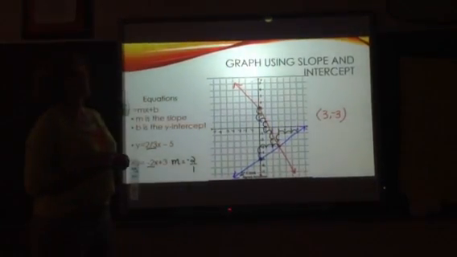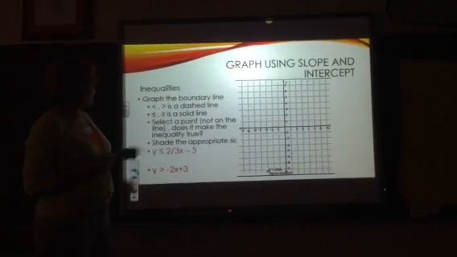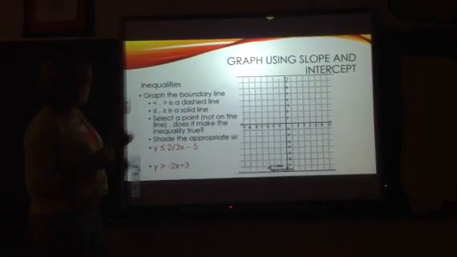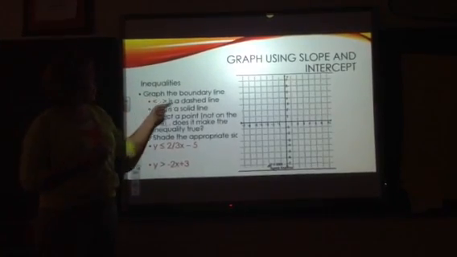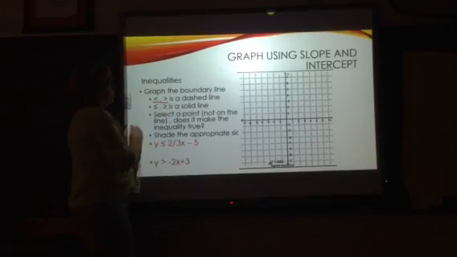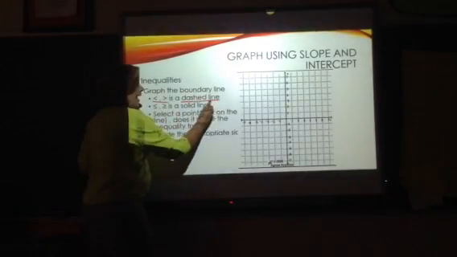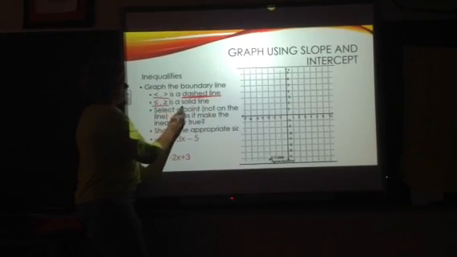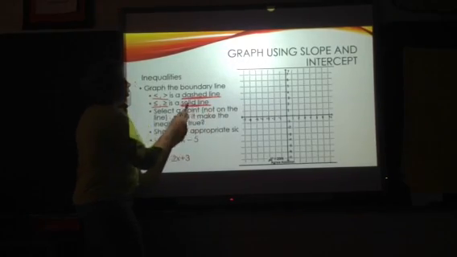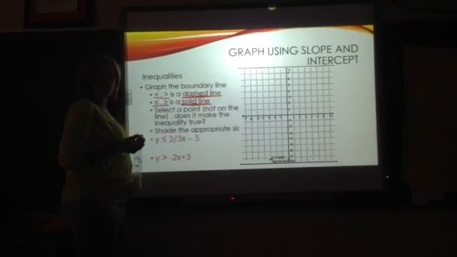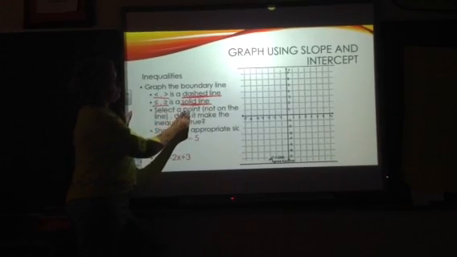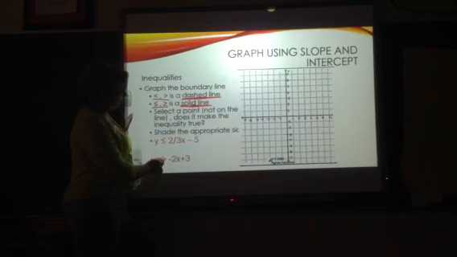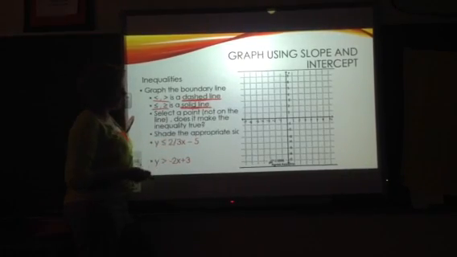Okay? Alright, let's try another one. Inequalities, we're going to graph using the slope and the intercept as well. To graph an inequality, we graph the boundary line. If we have the symbol less than or greater than, our line is dashed. And if we use the symbol less than or equal to or greater than or equal to, our line is solid, meaning that all of the points on the line are included in the solution set. And then remember, we select a test point, not on the line, and check to see if it makes it true. So here we're going to graph this inequality system.